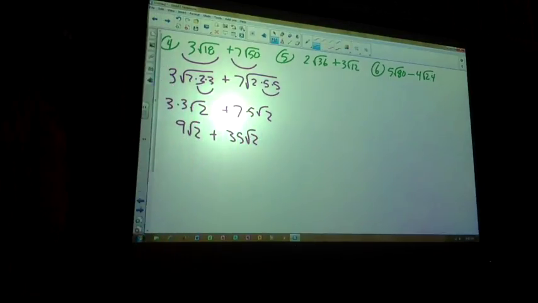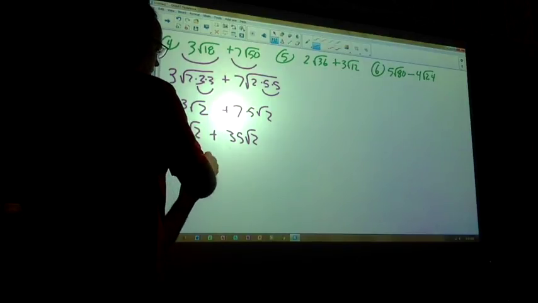So can I combine these together now? Yeah. I have the same radicals. All right, so that's going to give me what? 14 root 2.